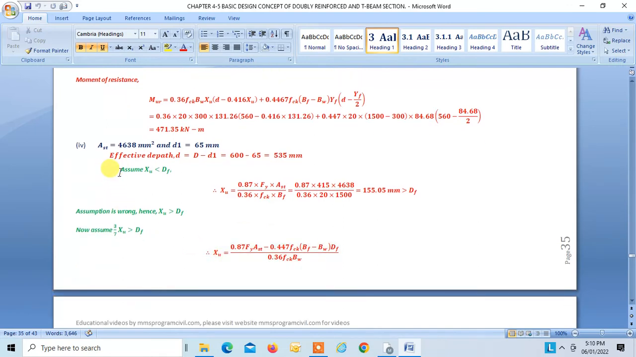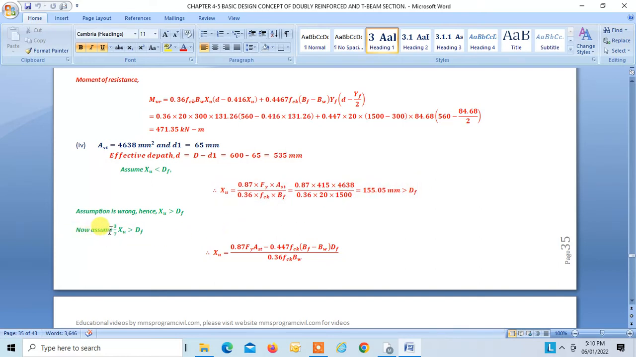Similarly, you can go for the next question, that is AST is 4638 and D1 is 65. So effective depth is 535. Again, try for the first case that XU is less than DF. So that is found to be 155, which is greater than DF. So the assumption is wrong.